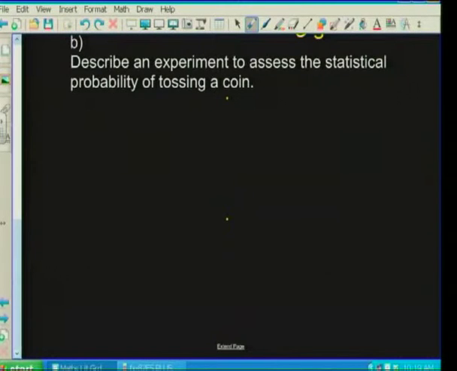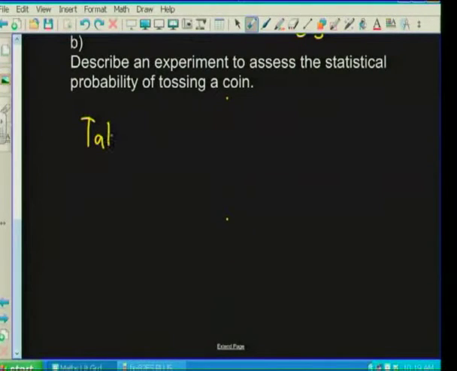Let's move on. This question says, describe an experiment to assess the statistical probability of tossing a coin. So we want to do a statistical experiment. So what do we need to do to set up an experiment? Well, for that experiment, we could say something like this. Take a coin and toss it 100 times.